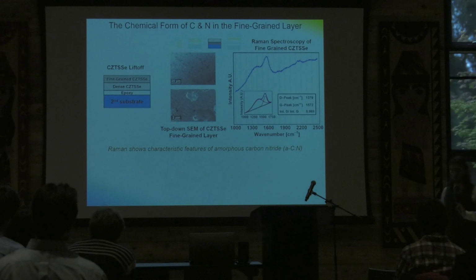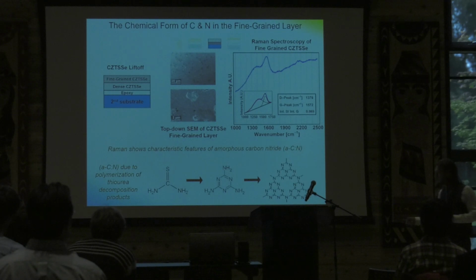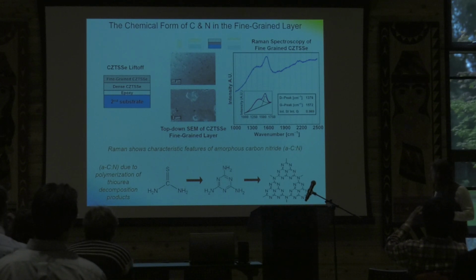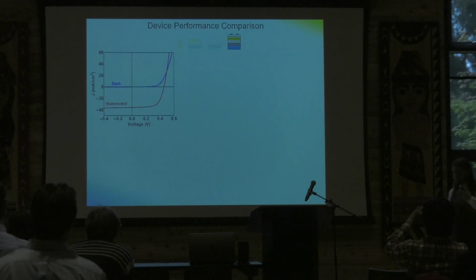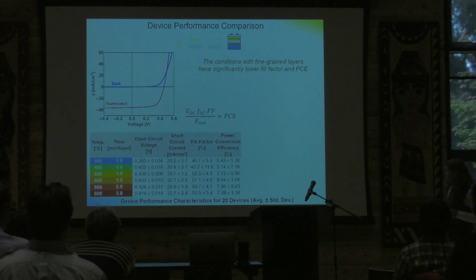After doing some digging in the literature and thinking about this, I can attribute it to the polymerization of thiourea decomposition products, where you form this melamine intermediate and the amorphous carbon final product, which is inhibiting this grain growth. I'm just going to go through the device data here because it seems like I'm running out of time.